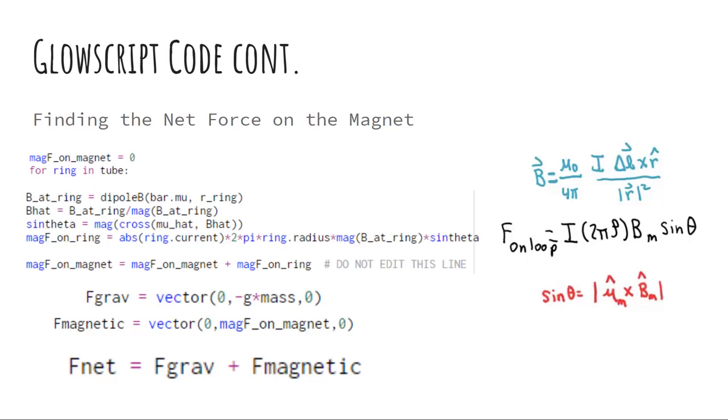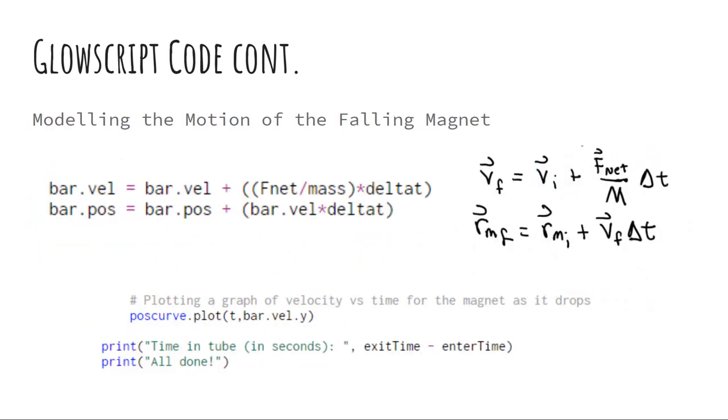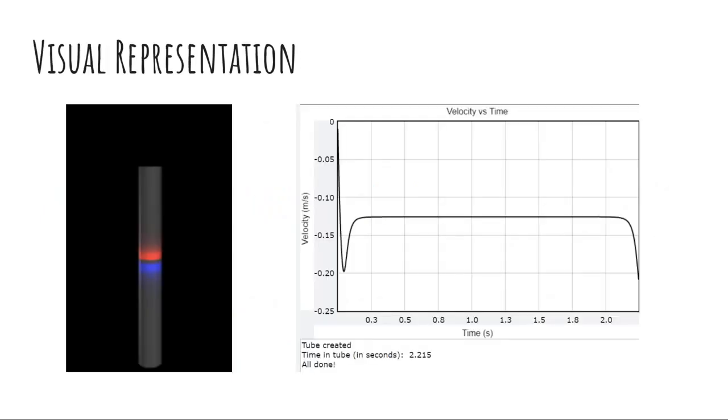Then I found the net force exerted on the magnet by adding the upwards magnetic force and the downwards force due to gravity. To model the motion of the falling magnet, I updated the magnet's velocity and position using kinematic equations derived from Newton's second law. This last picture by code plots the velocity versus time graph for the magnet as it falls. The graph shows the velocity of the magnet as it falls into, through, and out of the tube over time. As you can see, the magnet has a constant velocity when it is inside the tube.